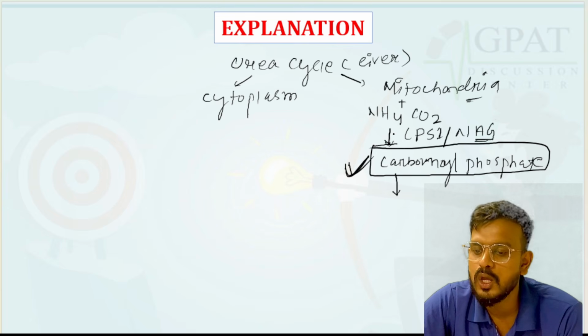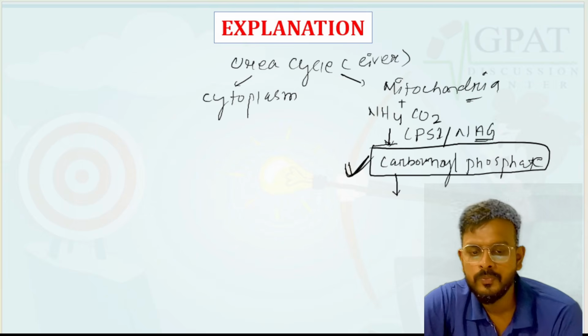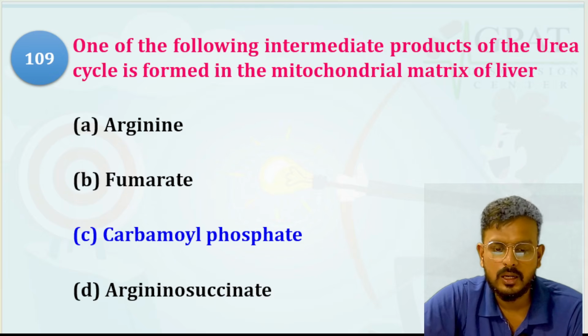So this part is carried out in your mitochondria. That's why I was talking about it. Carbamyl phosphate is basically synthesized in your mitochondria. Okay, so option C is the correct answer.